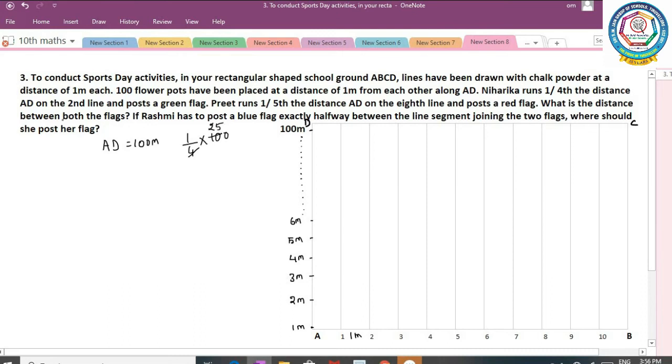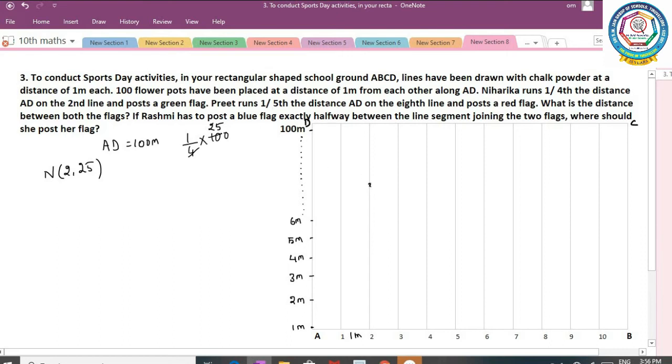We cancel, 25 times. On the second line, so Niharika starts from the second line. What we have to find out is Niharika's position. So 2 comma 25. It started from the second line, up to 25 meter she crossed and posts a green color flag. She is posting the green color flag here.